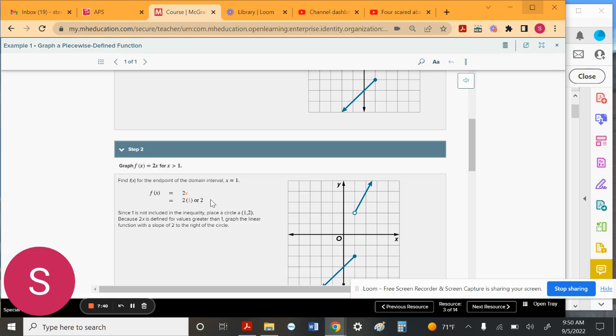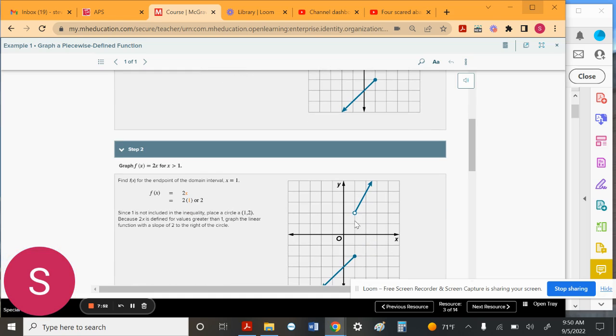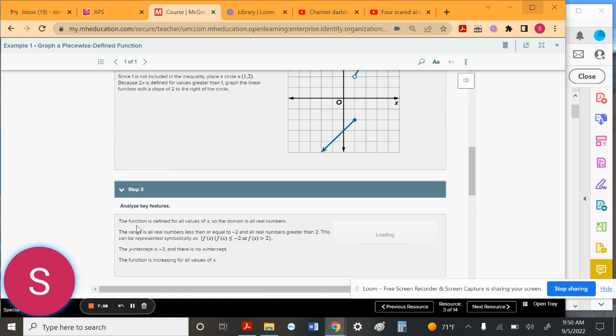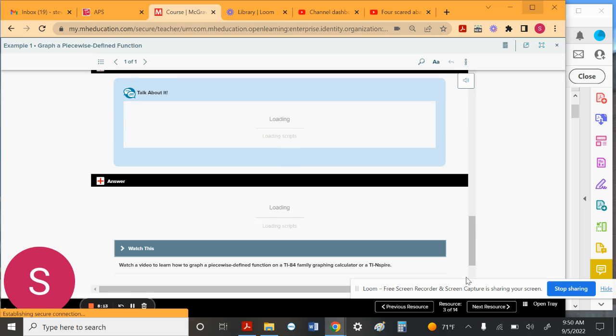Notice that in this case there is no equal sign, so that is not a closed circle. In the first one, there is an equal sign. That's why it's a closed circle there, and an open circle in the second one because it does not have an equal sign. Okay, so that's what it looks like. Analyze any key features. We really don't have to analyze anything. We know all this stuff about intercepts and everything else. And of course, there is no x-intercept for this particular function as we're looking at it.